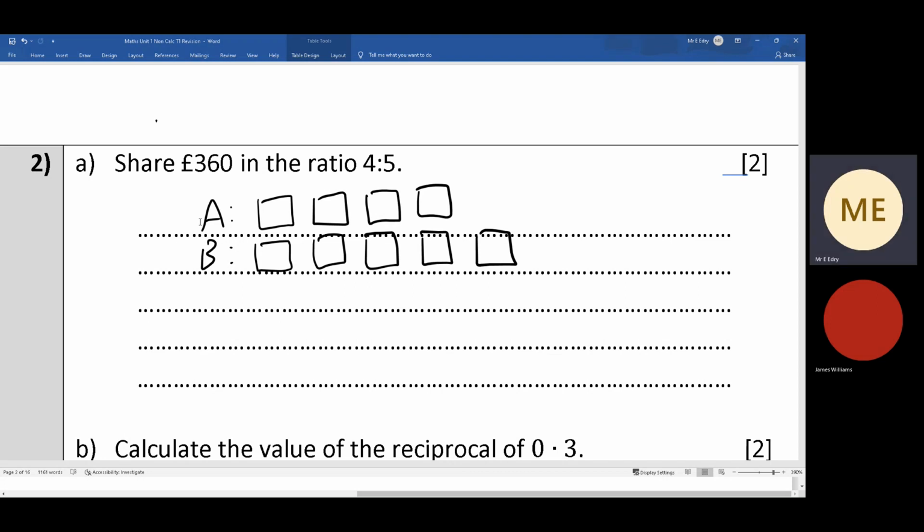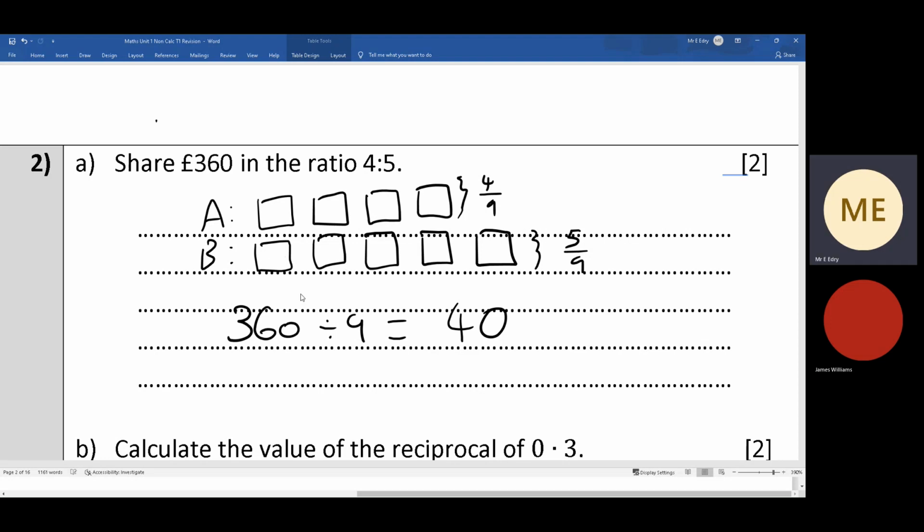So 360 times 5/9. Yeah, you can do that, that's fine. So you're saying we have 5/9 here and 4/9 here. That's exactly what you can do. That's a different method, but that's fine. Well, there's 9 parts. So you could do 360 divided by 9, and that will give you 40. So that's what one part is worth.